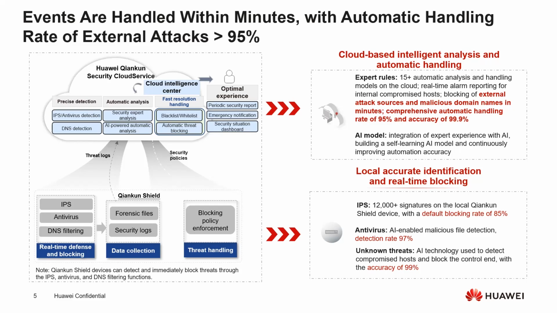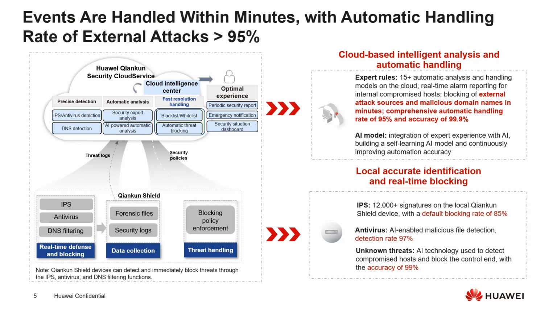The local enforcer, the Qiankun Shield, is deployed at the border between the user network and the internet to detect and block the north-south traffic. And the IPS-based blocking rate of Qiankun Shield reaches 85%, and the virus detection rate reaches 97%. Qiankun Shield can send the threat logs to the Qiankun Cloud platform for the secondary analysis.